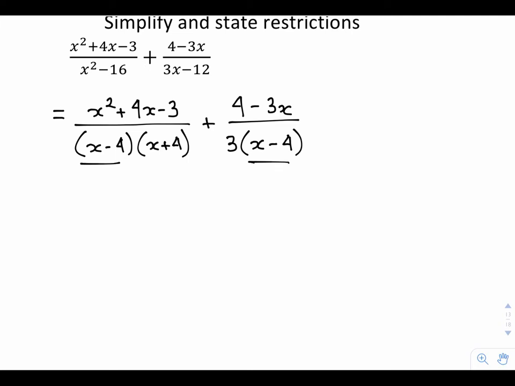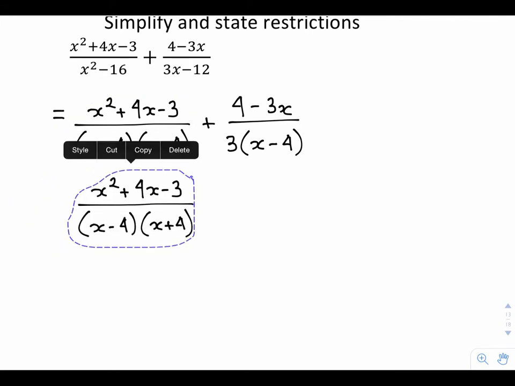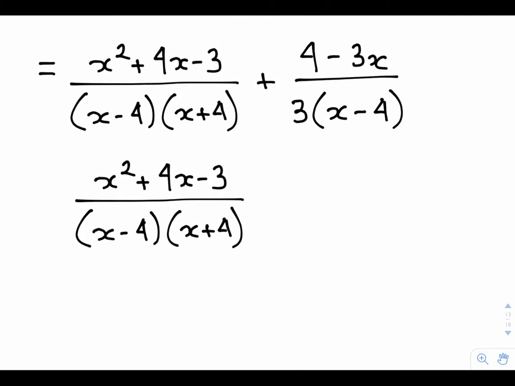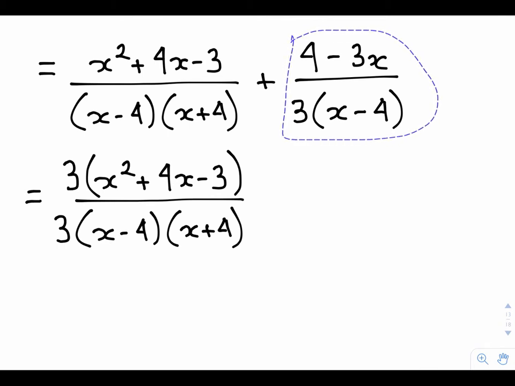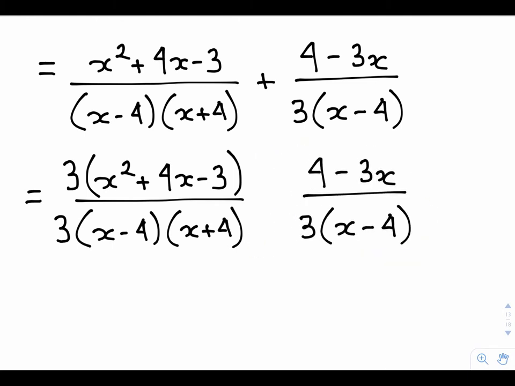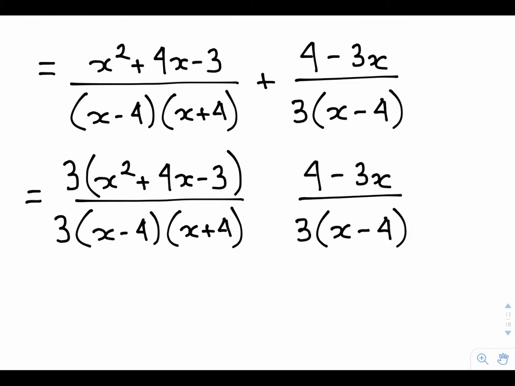I'm going to multiply the first fraction, top and bottom, by 3. I'm going to copy the whole thing, and I'm going to paste it here. But this time, I'm going to multiply the top by 3 and the bottom by 3. The second fraction, in terms of its denominator, it has everything except the x plus 4. So I'm going to do the same thing over here. I'm going to modify top and bottom by multiplying both by x plus 4.